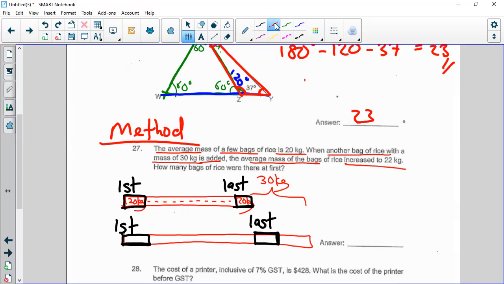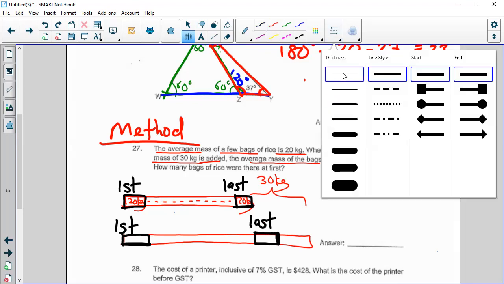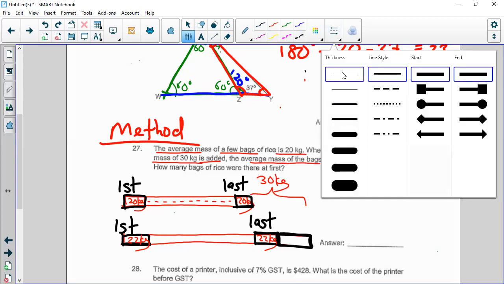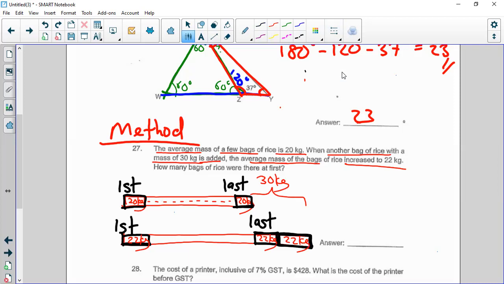So what is the average mass? When you add one more bag, what's the average mass? The average mass increased to 22. So now every one of the bags became 22. Then Mr. Ong asks you, what is this box? This box must be the bag that you added. That last box is the extra bag that you added. And what is the average mass of this last bag? Also 22, right? So you put down 22. Very important now, I must tell you, you must know where's the first bag and where's the last bag, because later on you will see why.